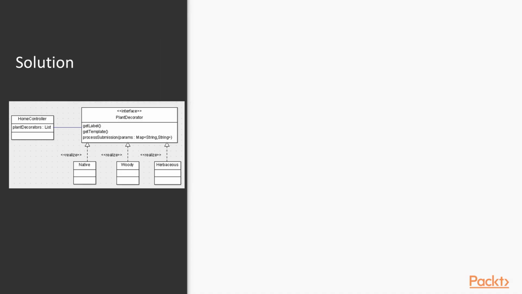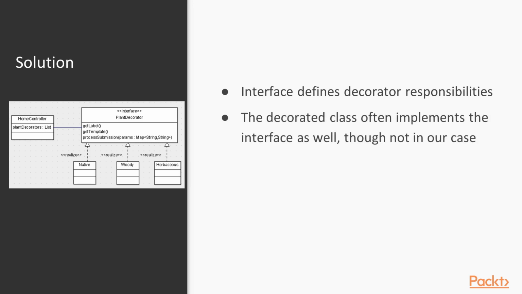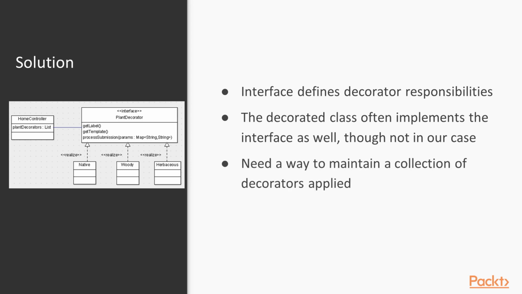So the solution that we're going to have, we're going to create an interface called PlantDecorator, and this PlantDecorator interface is going to have several methods that each of our decorators are going to implement. So getLabel will be a label that the user can see and say, okay, I want to add the native decorator to this plant. I want to add the herbaceous decorator to this plant, or maybe I want to add the woody decorator to this plant. The template is the actual little HTML fragment that contains these attributes that a user can fill out. And then process submission happens after the fact. After the user has filled out this fragment as part of a larger form, our decorator will be able to recognize what the user entered and parse it and process it naturally.